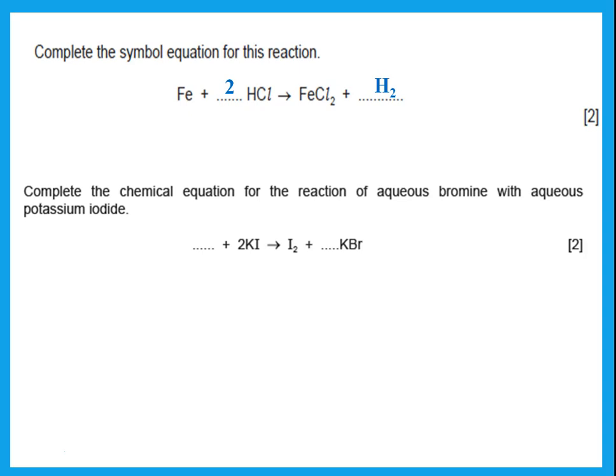Now, he's saying complete the chemical equation for the reaction of aqueous bromine with aqueous potassium iodide. So he already tells me that I should start with bromine. Now, how do I write bromine? You should realize that bromine is diatomic, so you write it Br2. It's one of the things that is diatomic. Do you remember which ones were diatomic? H, N, O, F, and everything under the F. Now I have 2 bromines before the arrow, so I need 2 bromines after the arrow, and that balances the equation because I also have 2 potassium and 2 potassium.